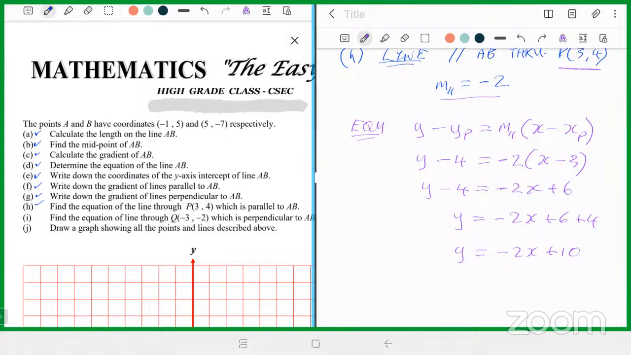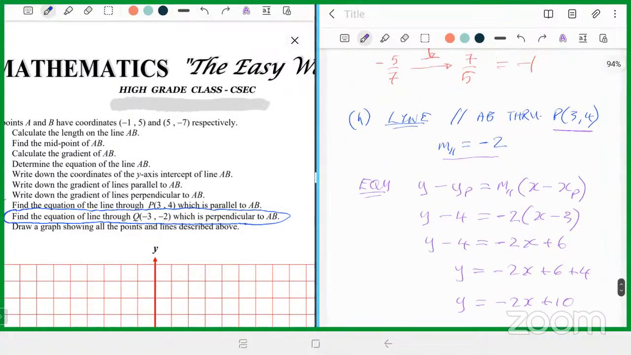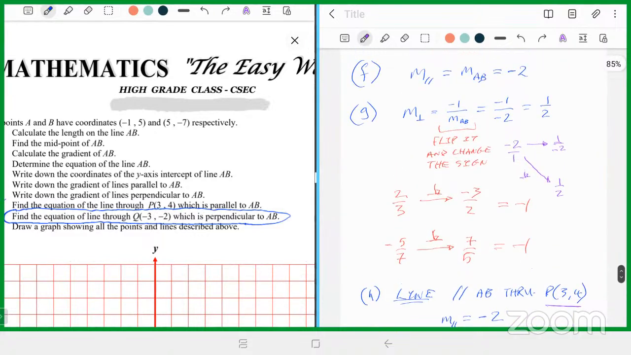Yes, sir. All right, we're moving now to part I, which is asking us to find the equation of another line. They tell us that it passes through a point Q, but this one is perpendicular to AB. Since it is perpendicular to AB, it has that perpendicular gradient that we worked out here, which was a half. The perpendicular gradient is a half, and it is passing through a point Q.